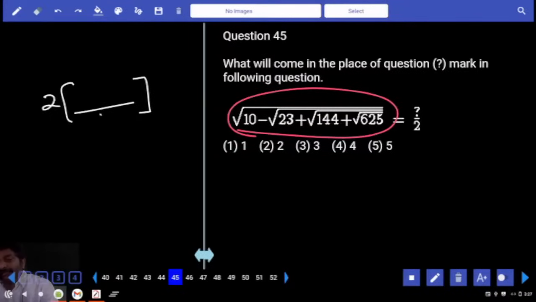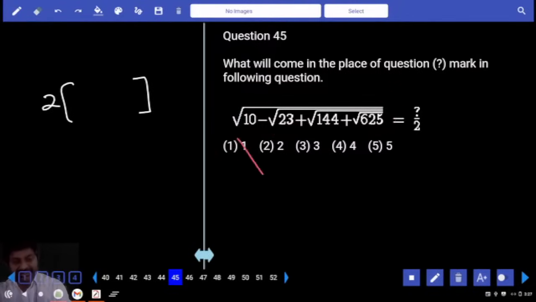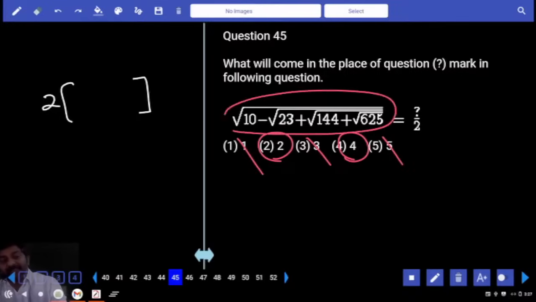When you don't have a denominator, can you eliminate this 2? So the answer must be an even number, a multiple of 2. So first, third, fifth, these are eliminated. This is 2 into how much? So if this entire value is equal to 1, then your answer is the second option.